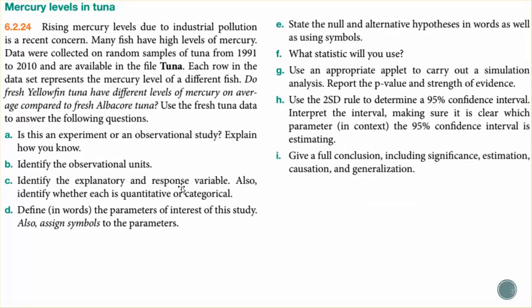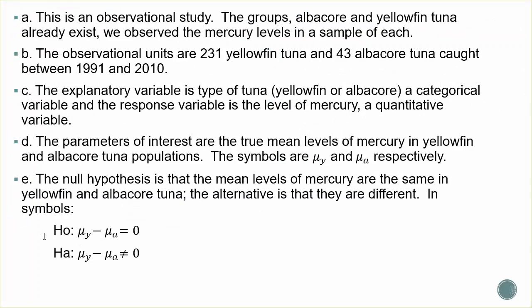All right, and then number E says state the null and alternative hypothesis in words as well as symbols, and that would be this right here. So the null hypothesis is that the mean levels of mercury are the same in yellowfin and albacore tuna. The alternative is that they're different. So in symbols, we can say mu y minus mu a equals 0. This is another way of saying that they're the same if the difference is 0. And if the difference is not 0, that's another way of saying that they're different.